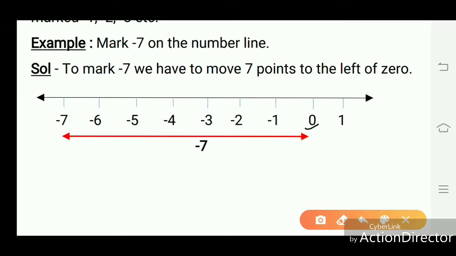So the numbers on the left hand side of the 0 are known as negative integers. On the right hand side the numbers are known as positive integers. So we mark -7 on this number line.